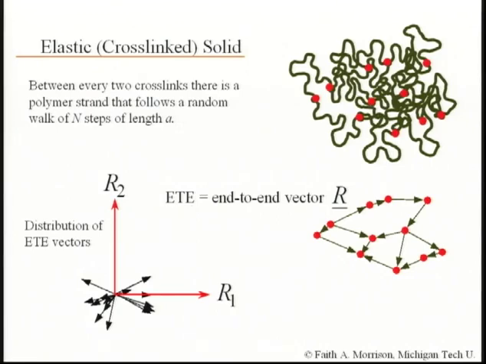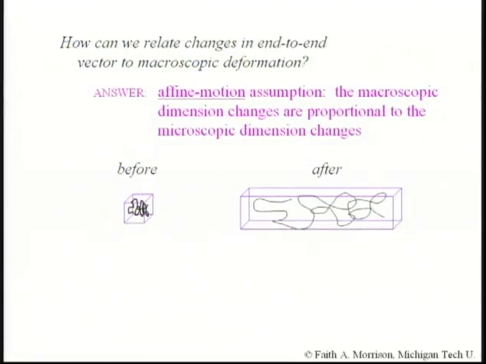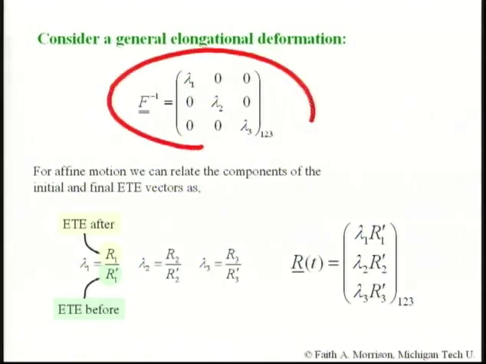Now I need an idea in my head of how this distribution changes with flow. And the simplest is to say what's called the affine motion assumption, which is that if I deform a box macroscopically, at every length scale down into the material, everything's deforming the same way. So if I double the length of a sample, if I zoom in on the polymers, I'm also doubling the length of every vector down there. We can then perform our analysis on that model using the inverse deformation gradient tensor.